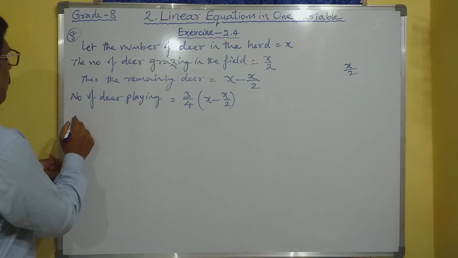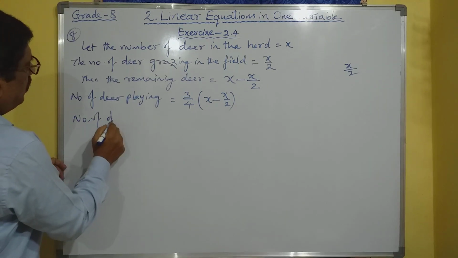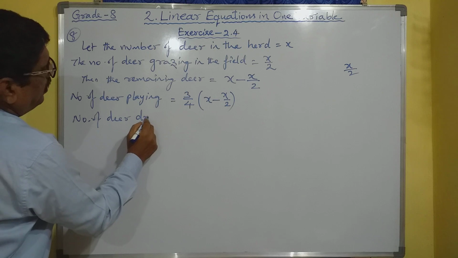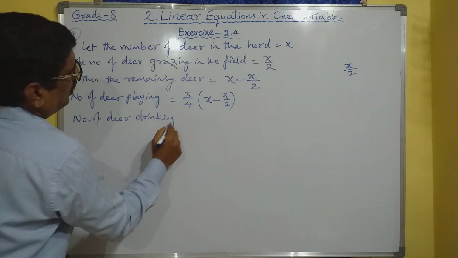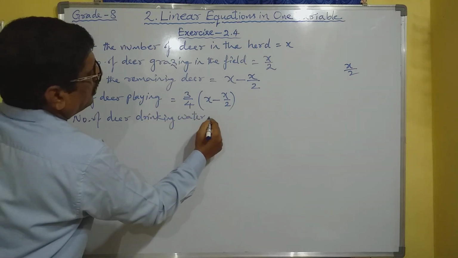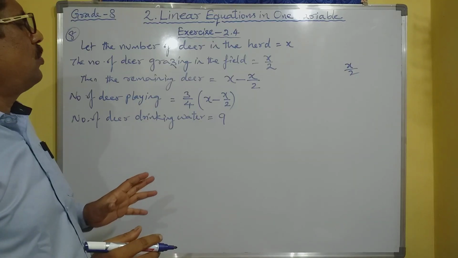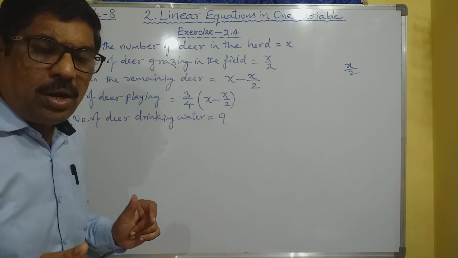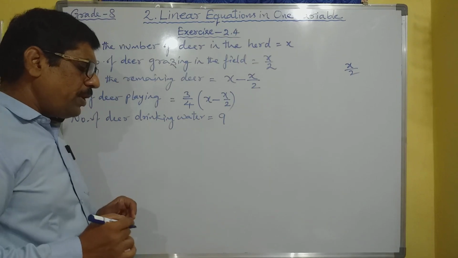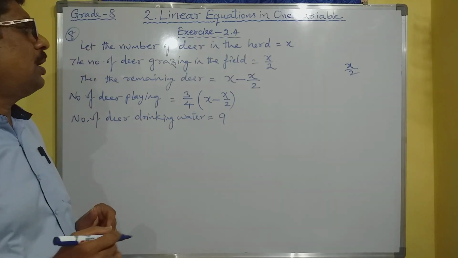So, the number of deer drinking water is equal to 9. This is the total number of deer. So, the remaining 9 deer are drinking water from the pond. So, we need to find the total number of deer in the herd.